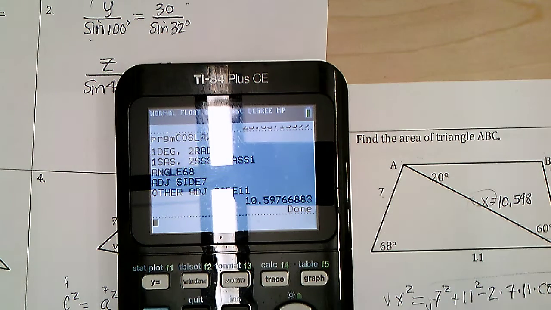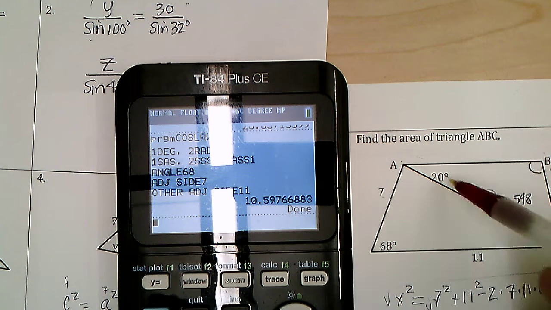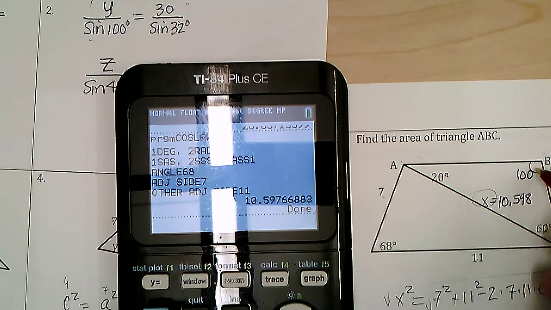Well, for the area, I need to know all 3 sides or 2 sides and the angle between. I don't have that yet. So now let's get this angle. 20 and 60 is 80, so that means this one must be 100, because all the angles add up to 180. And so I can find another side.